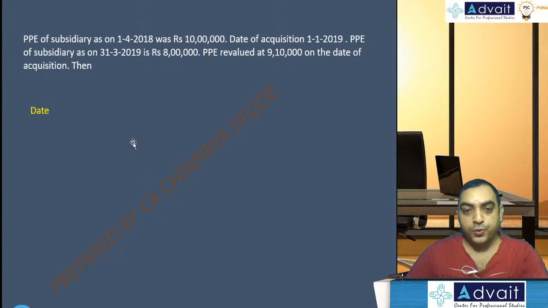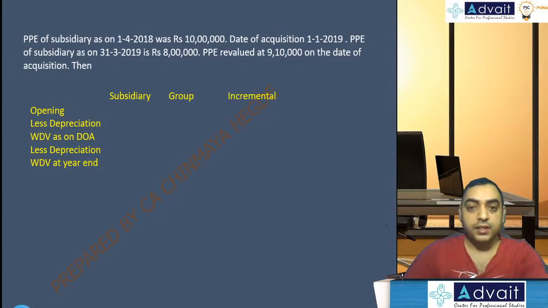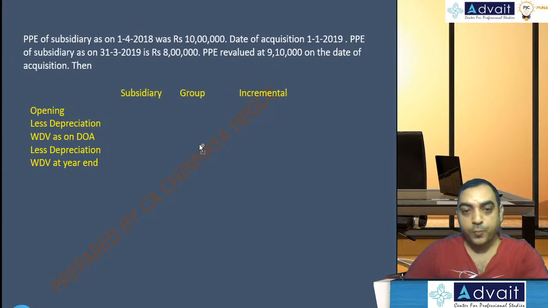So what format are we going to use? We will be starting with opening balance, right? Then we do less depreciation. Then we get the WDV as on the date of acquisition, then less depreciation, then we get WDV at year end on the date of consolidation. This is the format. The columnar headings we are going to give are in the books of subsidiary, which is already provided, then in the books of group, and then we are going to compute incremental amounts. This is the format.